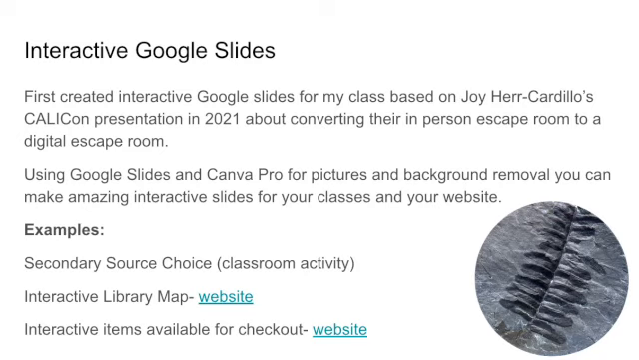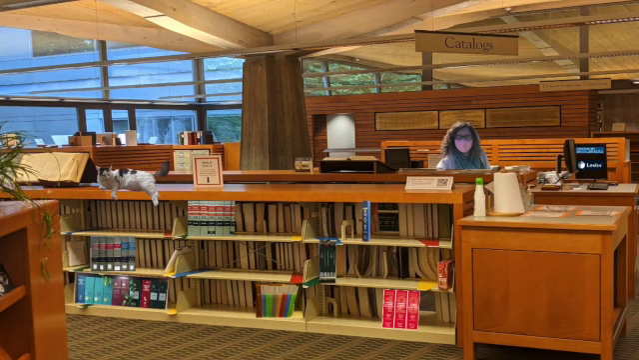The first example is the first thing that I came up with using this interactive Google slide. It is a secondary source choice and a classroom activity. What I did was I took the language "act of God" and I found a bunch of secondary sources that all interacted with the term "act of God." This is an interactive slide.